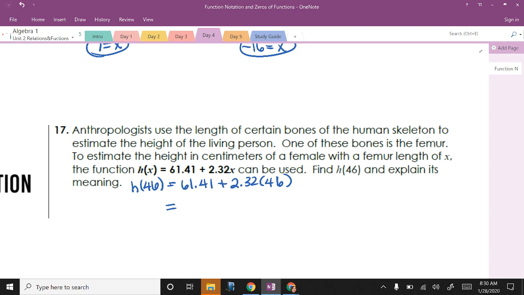So 2.32 times 46. What are y'all getting? Me too. Now think about, these are centimeters, not inches or feet, okay? So, yeah, you got to wake it up. And then we're going to add 61.41 to it. And what do y'all get?